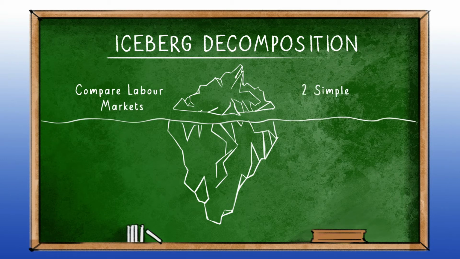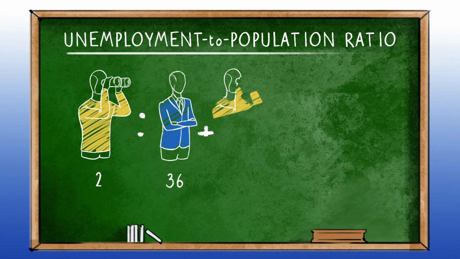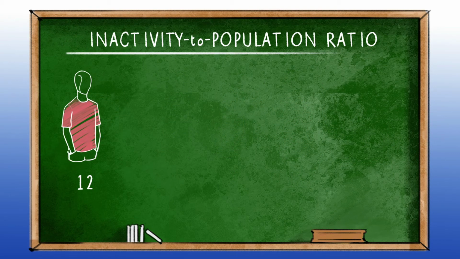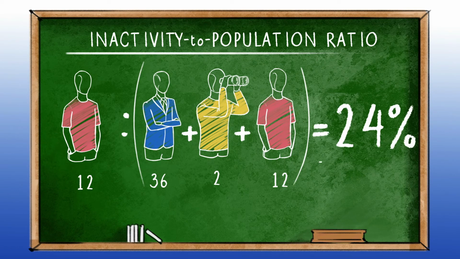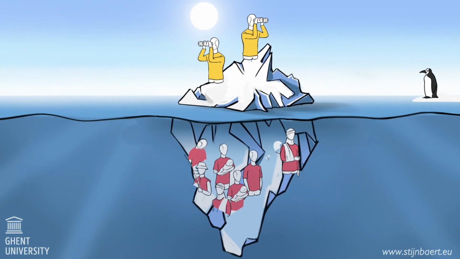The alternative I propose is to use the iceberg decomposition, with which we can compare labor markets on the basis of two simple measures. Firstly, the unemployment-to-population ratio, which indicates how many unemployed there are among the entire population aged between 25 and 64. And secondly, the inactivity-to-population ratio, which indicates how many inactive people there are among this entire population.